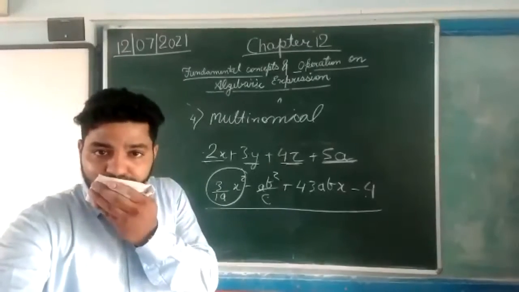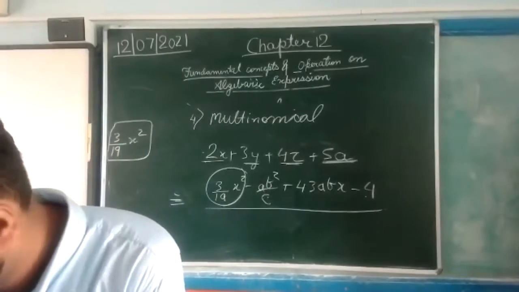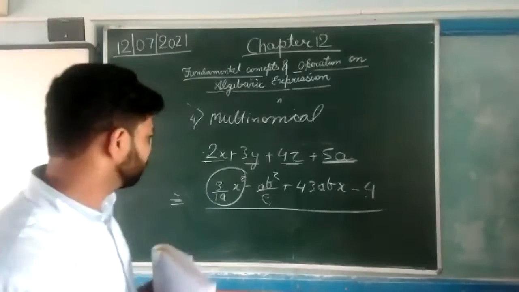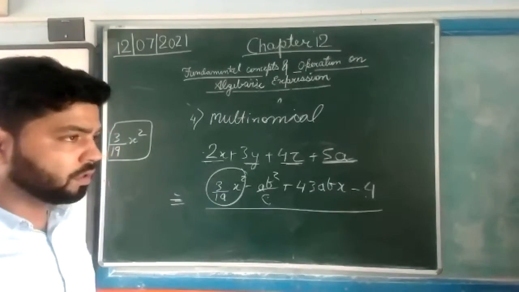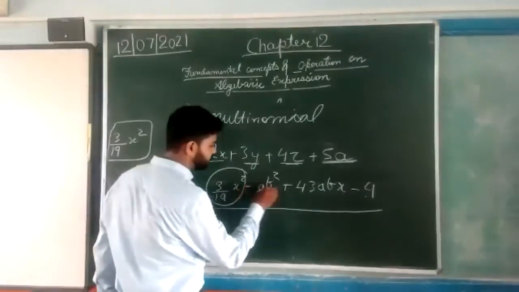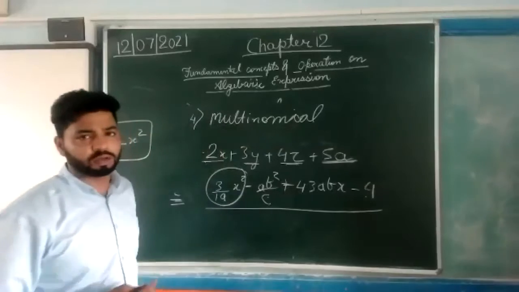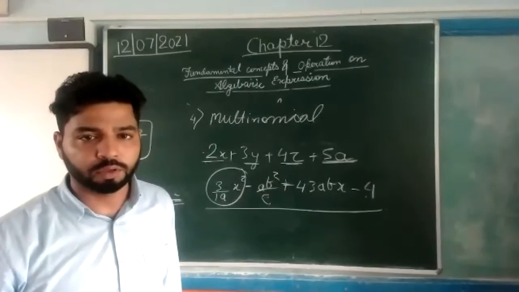Sir, I want to ask whether the term is a negative integer or a positive integer, it will also be a multinomial if more than 4 terms are there. If there is a minus or a plus, it doesn't affect. It will be that multinomial.